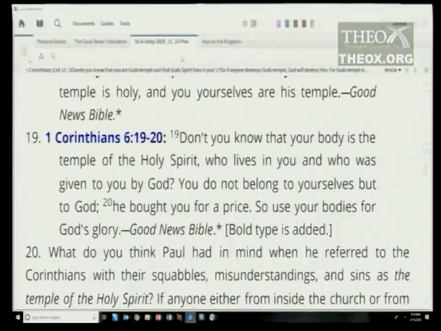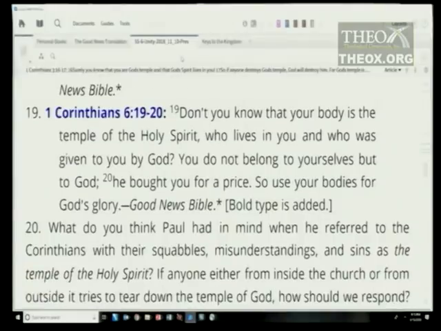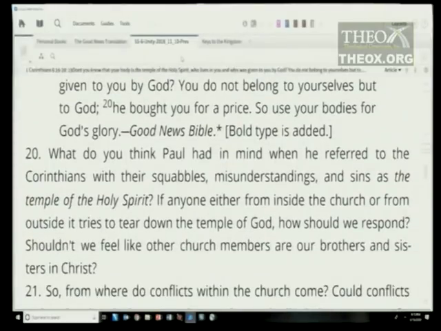Then from 1 Corinthians 6:19 and 20, don't you know that your body is the temple of the Holy Spirit, who lives in you and who is given to you by God? You do not belong to yourselves, but to God. He bought you for a price. So use your bodies for God's glory.